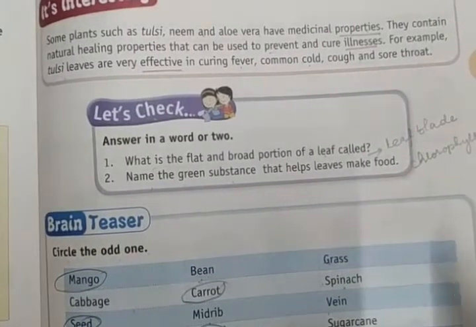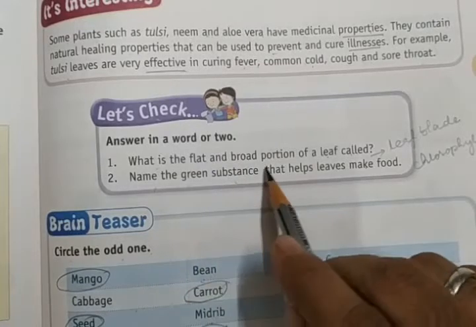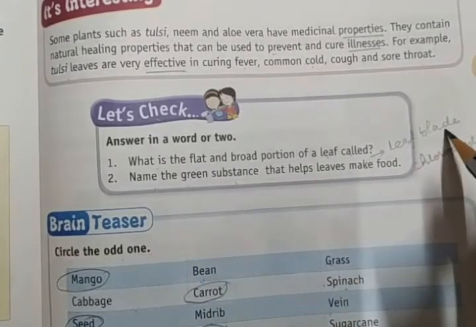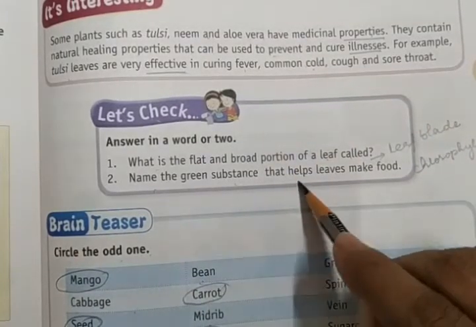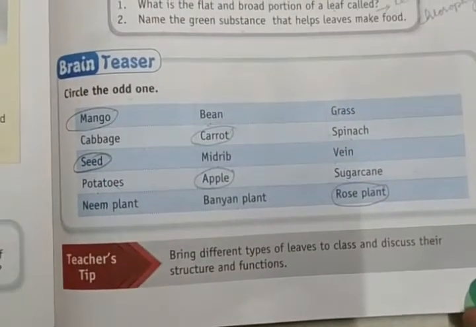Let's check your understanding. What is the flat broad portion of a leaf called? Leaf blade, right? It is called a leaf blade. Name the green substance that helps the leaves make the food. Chlorophyll. Okay, right?